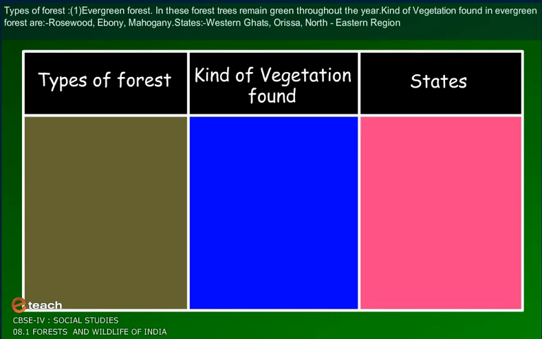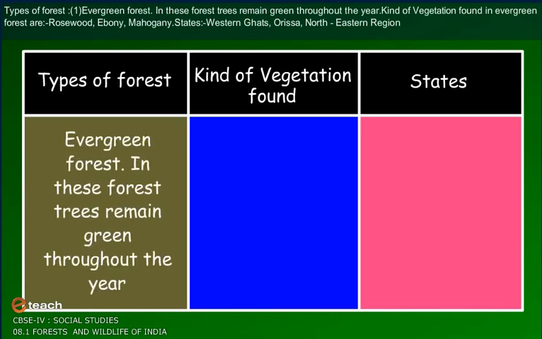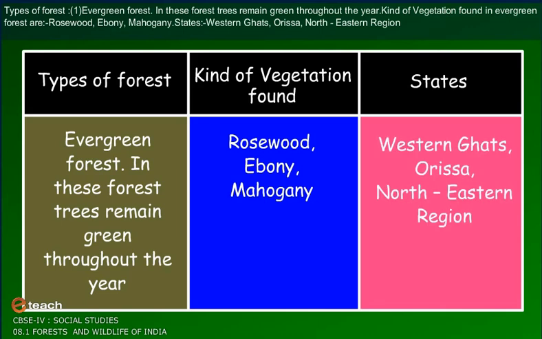Types of forest. 1. Evergreen forest. In these forests, trees remain green throughout the year. The kinds of vegetation found in evergreen forest are rosewood, ebony, mahogany. And the states of evergreen forest are Western Ghats, Orissa, and the northeastern region.